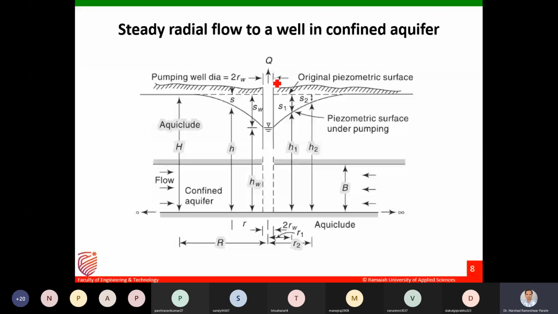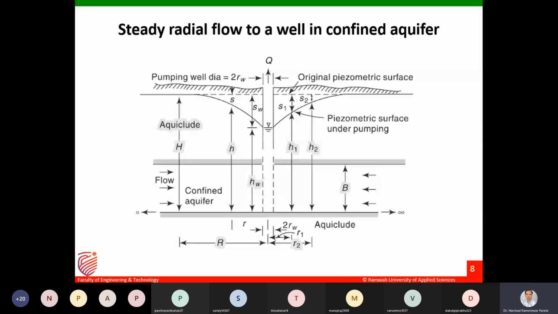So consider this level is a steady level after some time. So you have started pumping, the water level started falling down, and at this particular level it becomes steady. That means the equilibrium has reached. The water that is coming out, the same water the aquifer is supplying to the well. So that is why this level is maintained.